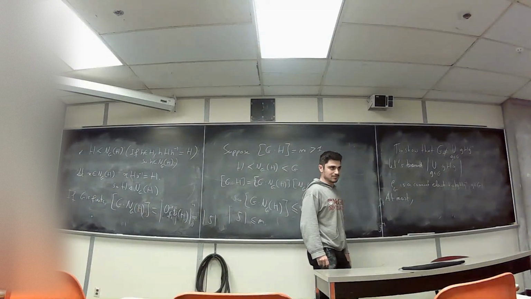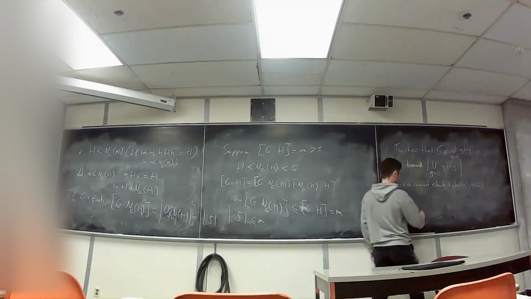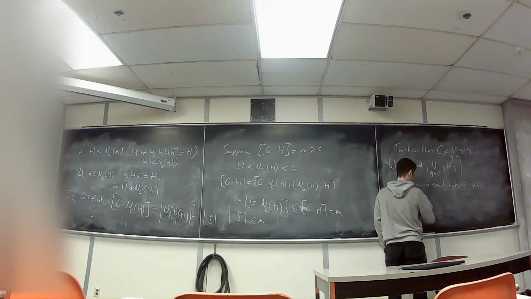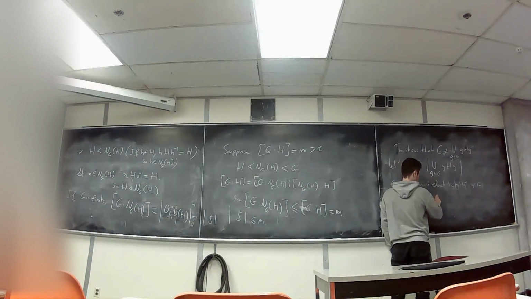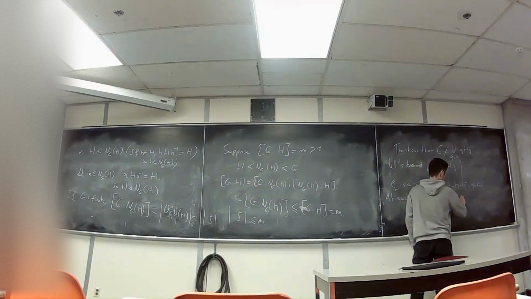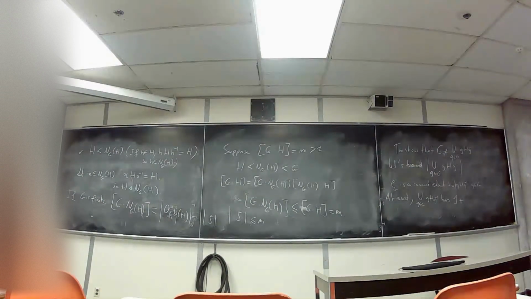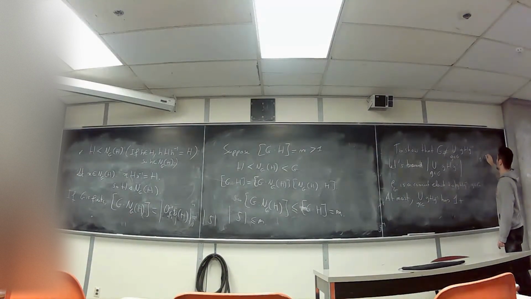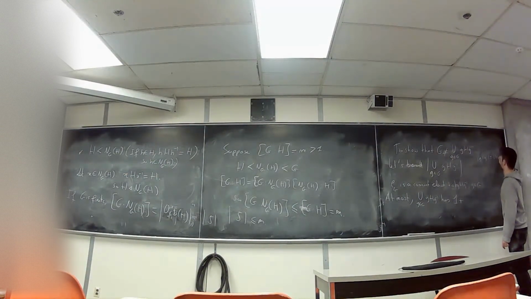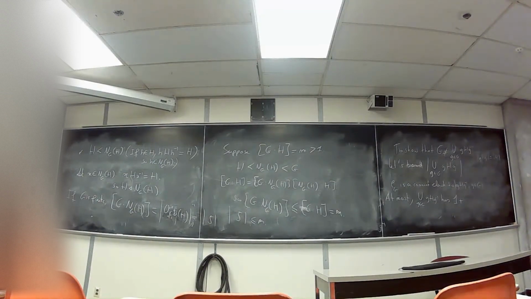I have the identity. Agree or not? Okay. Now you agree that G H G inverse has the same size as H, right? All of these are finite because G is finite, right? We agree with this.